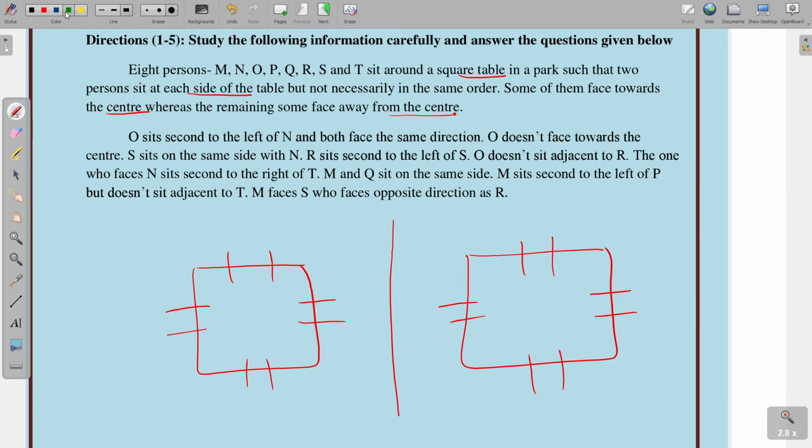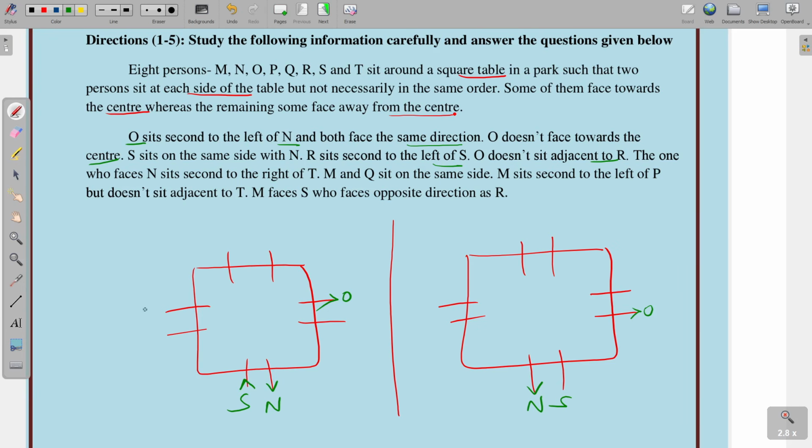Start with O. O sits second to the left of N and both face the same direction. O doesn't face towards the center. It means O is facing away from the center. If O is facing away from the center, N is also facing away from the center. Suppose N is facing away from the center, O is second to the left of N, so if N is here, O is placed here. Next, S sits on the same side with N, and next R is second to the left of S. O doesn't sit adjacent to R, so R is not placed here. So R is the second to the left of S.